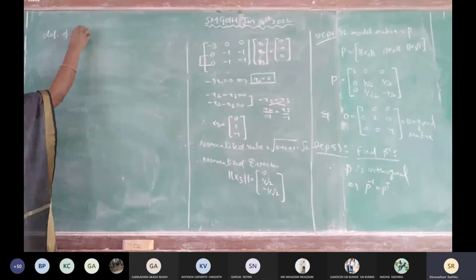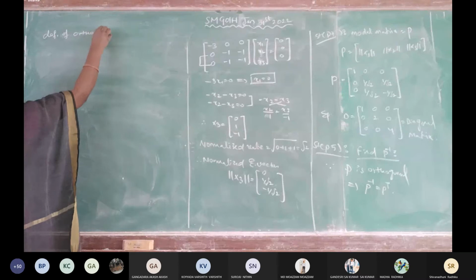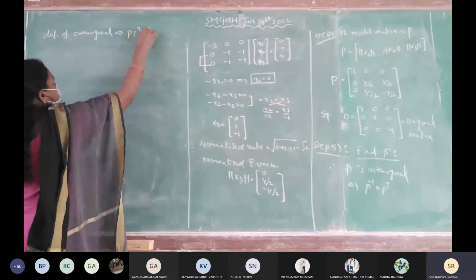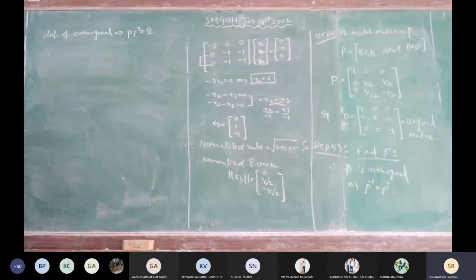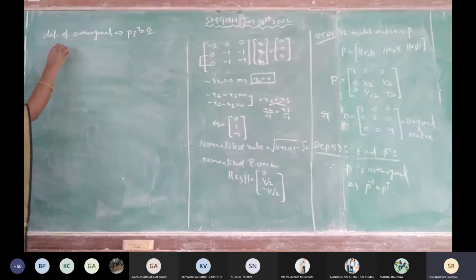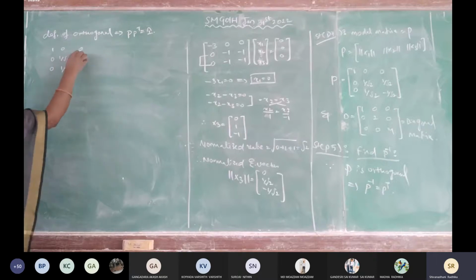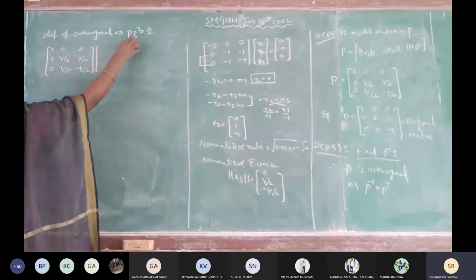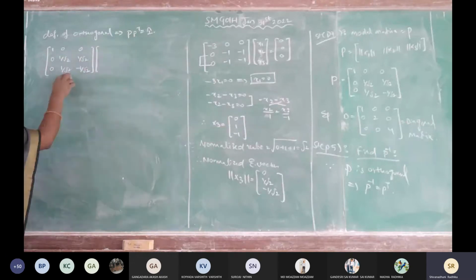Definition of orthogonal, that is P into P transpose equals I. Just we are going to check it out. Capital P matrix already we have, that is [1, 0, 0; 0, 1/√2, 1/√2; 0, 1/√2, -1/√2]. This is the capital P into P transpose, the transpose of this matrix.